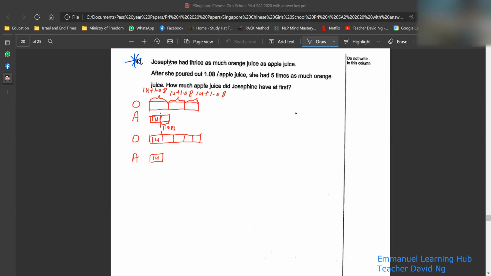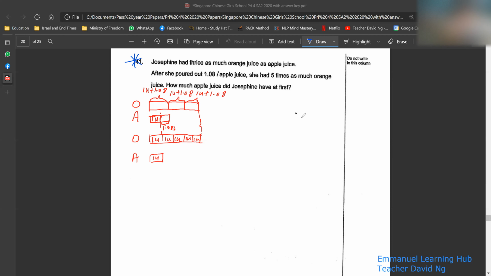Josephine had 3 times as much orange juice as apple juice. After she poured out 1.08 of apple juice, she had 5 times as much orange juice. Do you realize the orange juice is constant?